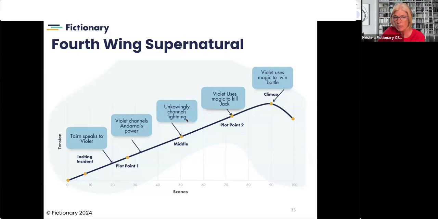In the middle plot point, she unknowingly channels lightning. She doesn't actually know she's done it, but it's there, and her supernatural is now allowing her to move forward. Happens at the same time as the middle plot point for the main plot. In plot point 2, she's using this magic to kill, same as plot point 2 for the main story. And in plot point climax, she uses that magic. So you can see in this book, the supernatural and the main plot story, they merge at the middle plot point. Some books merge at plot point 2, or later. So your book, you're going to decide what you want to do.